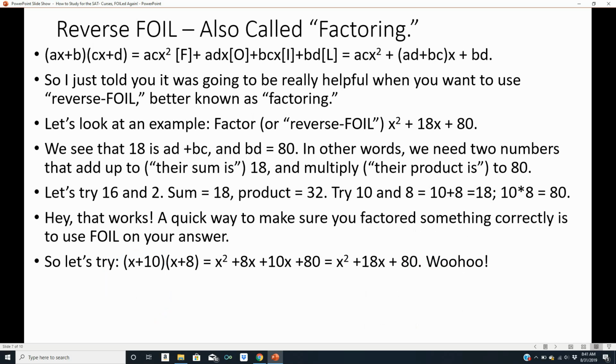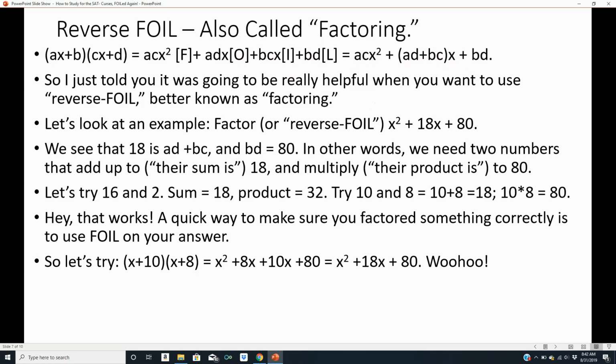reverse FOIL, also called factoring. (ax + b)(cx + d). All right, we know that that's equal to acx², because ax times cx, that's first, plus adx is the outer, plus bcx is the inner, and then bd is the last. So it's equal to acx² + (ad + bc)x + bd, because we factored those out. So I told you that it was going to be really helpful when you wanted to use reverse FOIL, which is better known as factoring.